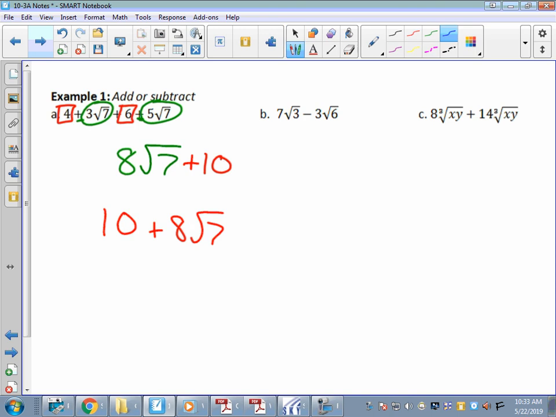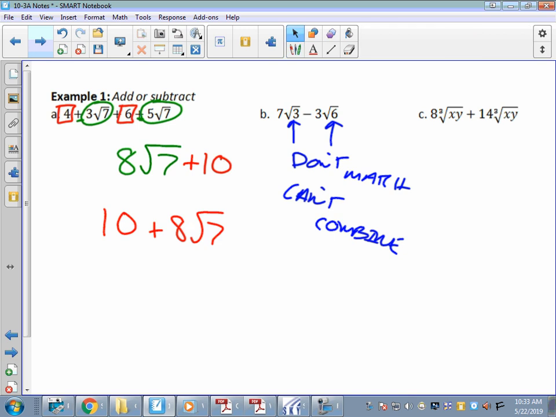Let's look at example B. If we look at example B, you can see that these radicals, we've got a square root of 3 and a square root of 6, they don't match. Because the radicals don't match, we can't combine them.